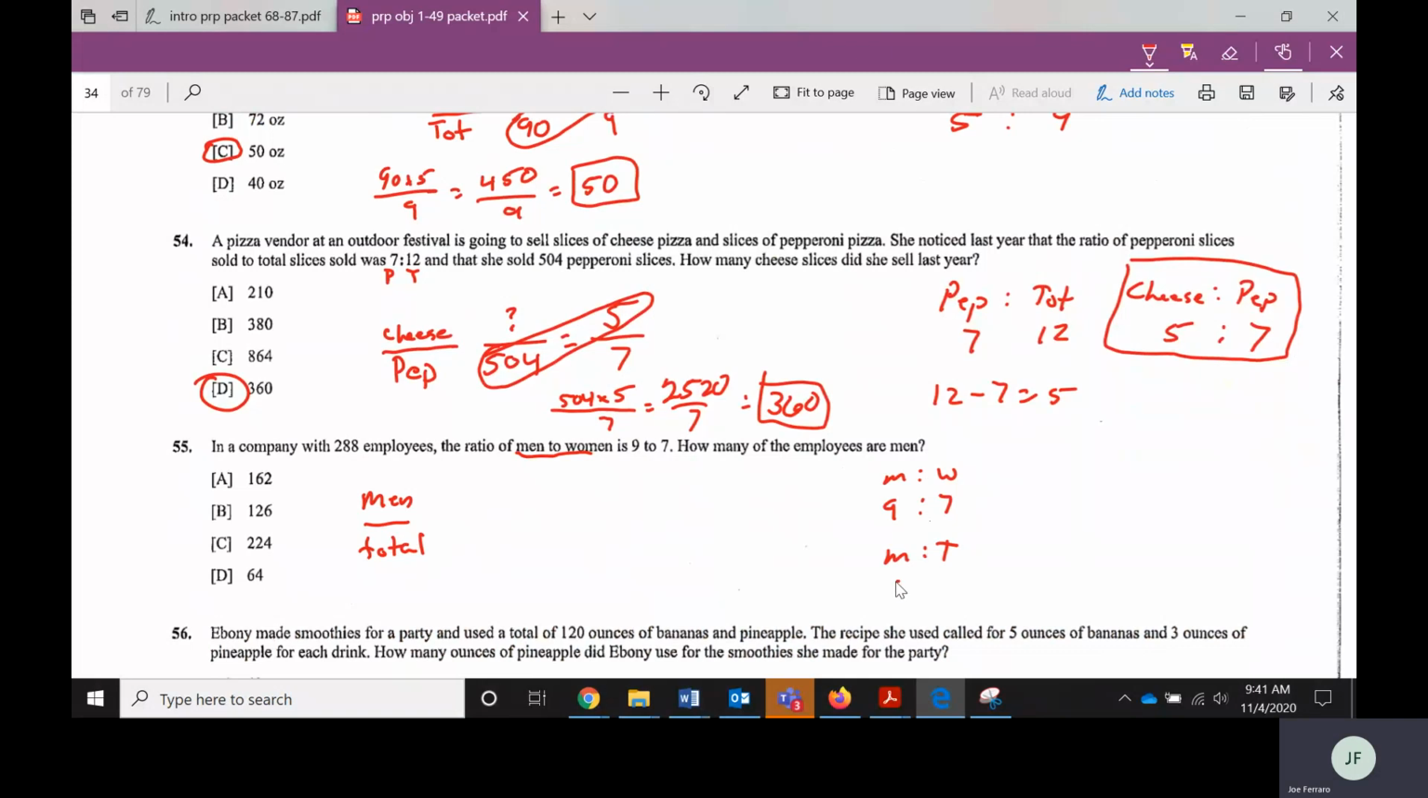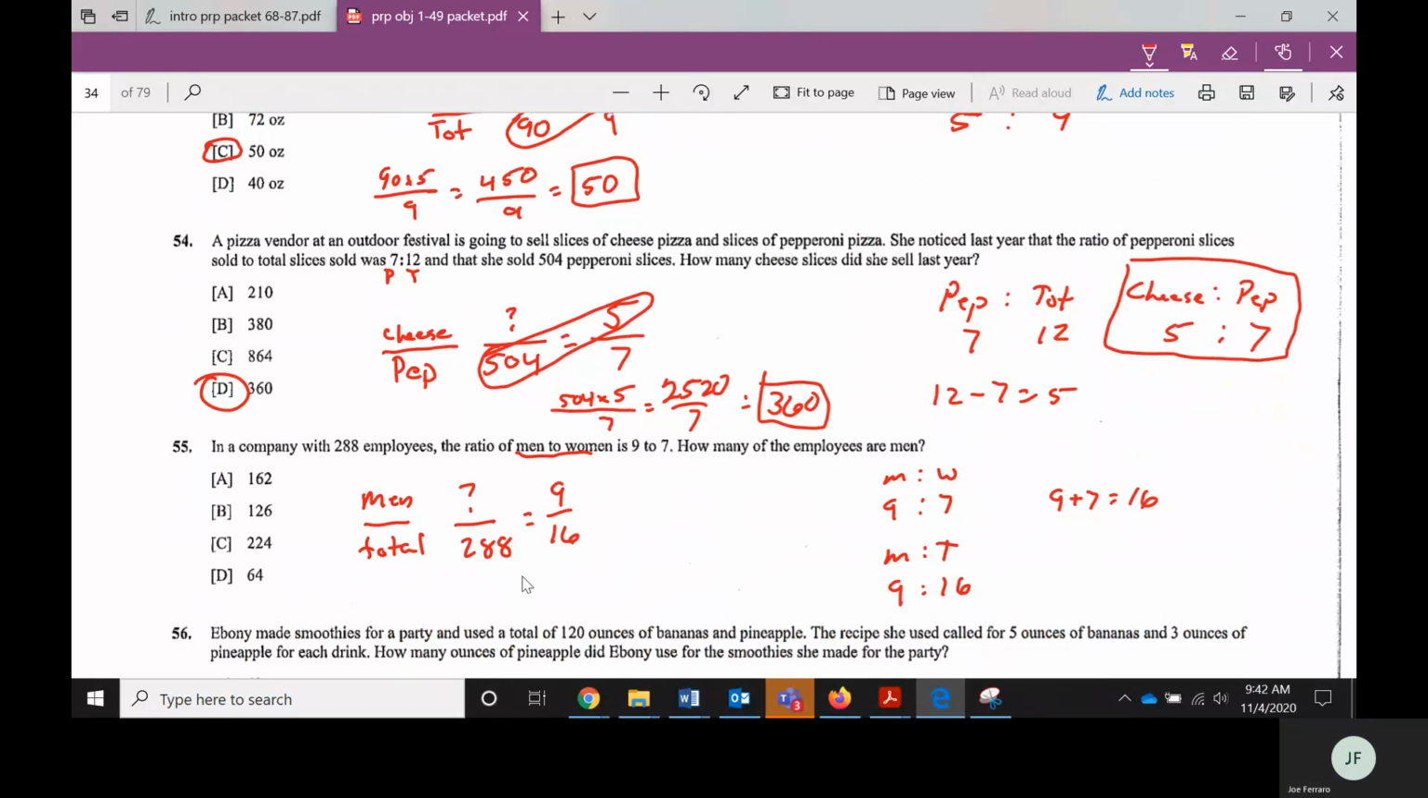So men is still 9. Well, if we want men to total, if there are 9 men and 7 women, what's the total? 9 men, 7 women. That means 16. So we have 9 men when there's 16 total. So that is our known pair. All right, so now we can set this up. We don't know the number of men when there's 288 total employees. So that's what we're looking for. But we do know there's 9 men when there's 16 total employees, which we found right here.